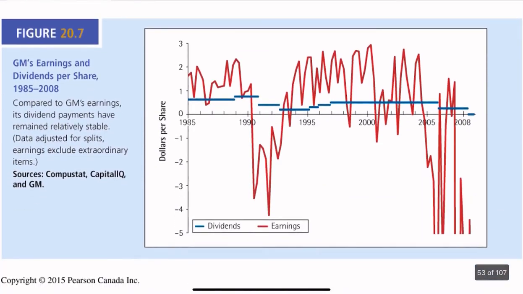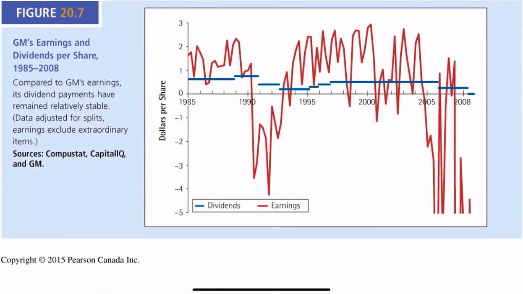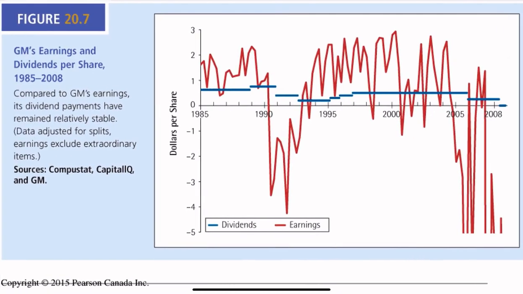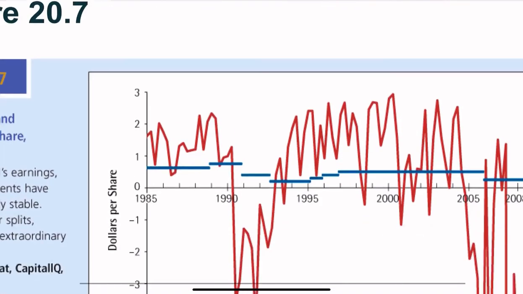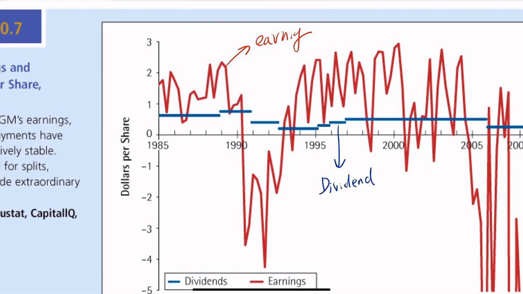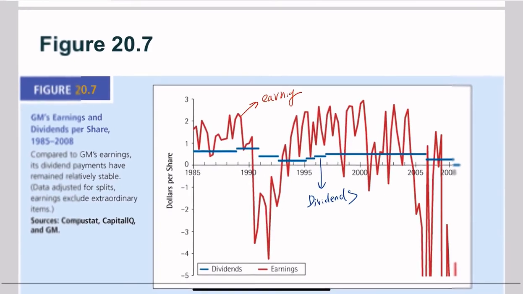So this is a case from General Motors. What you can see here is, first, the red lines represent earnings. So these are General Motors earnings. And then these blue lines represent dividends. So these blue lines represent General Motors dividends.